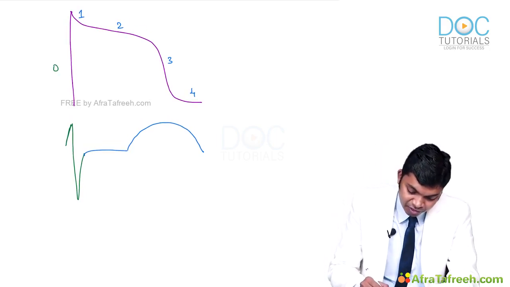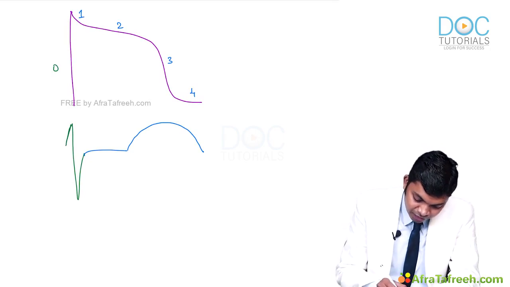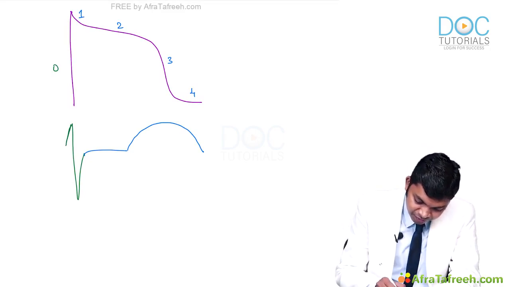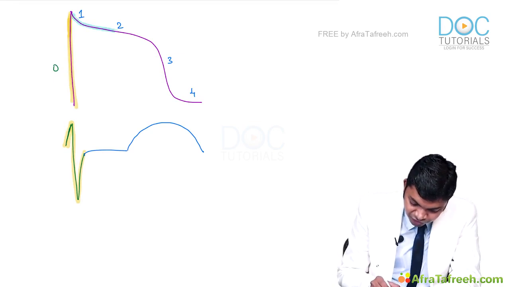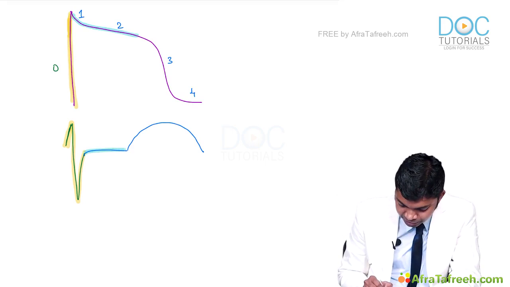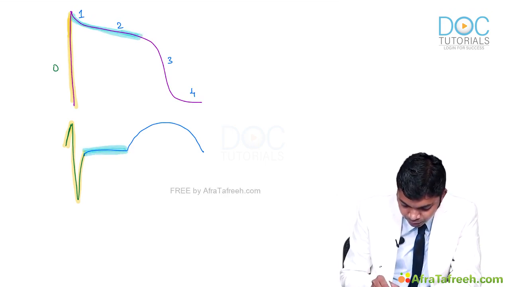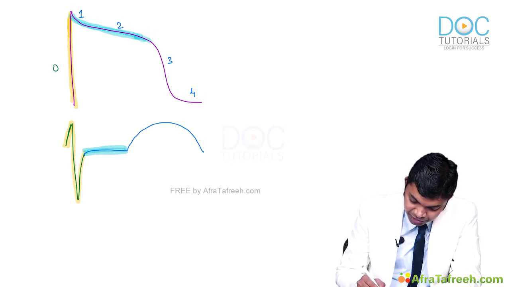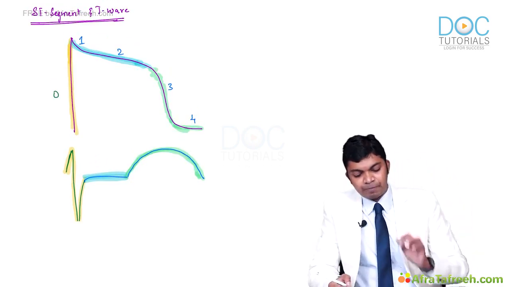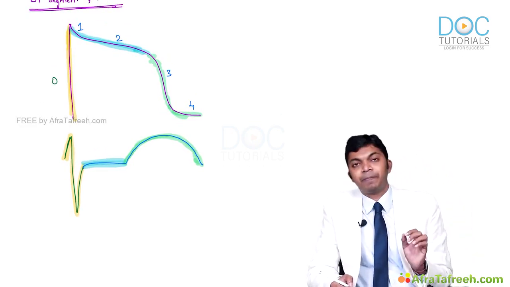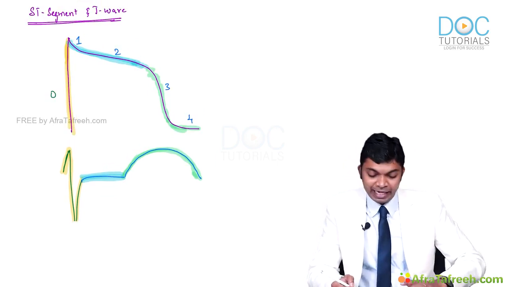So if you consider the morphology of the graphs, the depolarization wave is correspondingly represented by the QRS complex. First two phases of repolarization are represented by the ST segment and the final phase of repolarization is represented by T waves, doctors. Remember, both ST segment and T wave represent ventricular repolarization. This is ST segment and T wave.